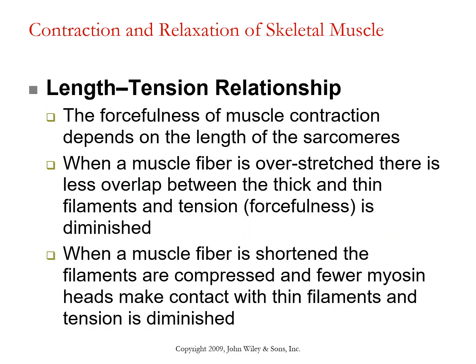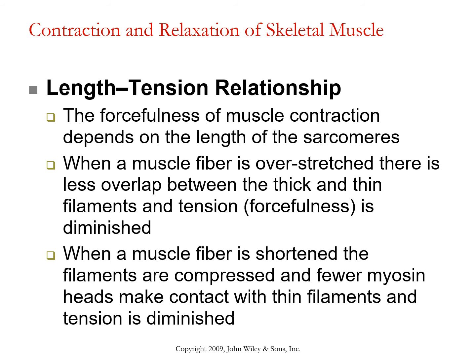The extent to which a muscle can generate force is dependent on the length-tension relationship, and this is dependent on the length of the sarcomeres prior to contraction. So there's a sweet spot. There's an optimal amount of overlap between the thick and thin filaments that will allow for maximum overlap during contraction and therefore maximum contraction strength or force.